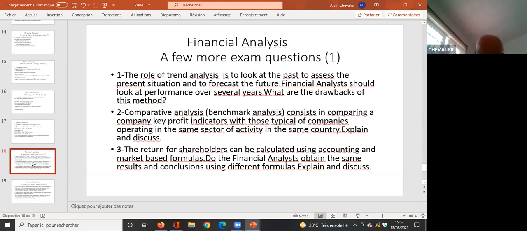Second question here, it's on comparative analysis. Comparative analysis, we call it very often benchmark analysis. A company which is very similar to yours is a good benchmark. It consists in comparing a company's key profit indicators with those typical of companies operating in the same sector of activity in the same country. Explain and discuss. That's, of course, okay.